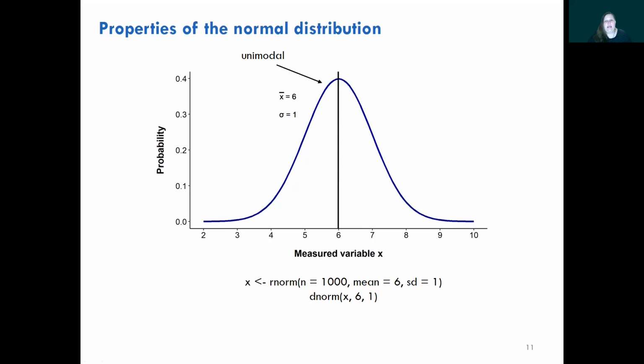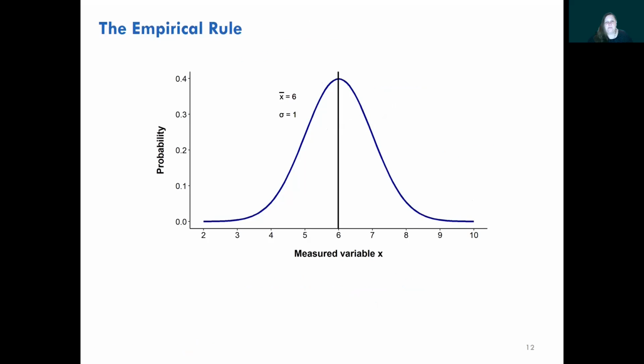If we now look again at this curve, we see that it's unimodal, so it has this one peak. Then we see that it's symmetric, which in this case means that the mean equals the median equals the mode. And we also see that it's asymptotic. So these are also 3 other rules or properties for a normal distribution.